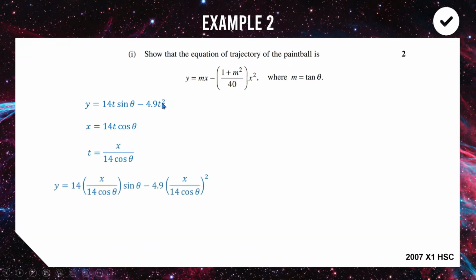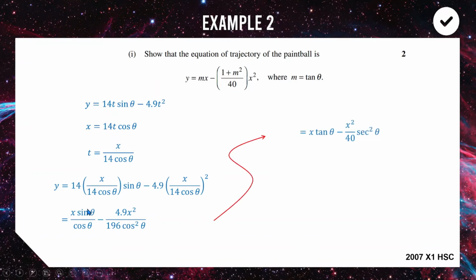Substitute this into the vertical displacement up here. So we're changing the t's to x over 14 cos theta. All right, 14's cancel out. Sine over cos, once again, is tan, and we're going to get x squared times 4.9 over 14 squared cos squared. 4.9 over 196, I believe, is 1 over 40, probably, because there's a 40 here. Yeah, it is. Okay, so the sine over cos turns into a tan, so we have x tan theta.